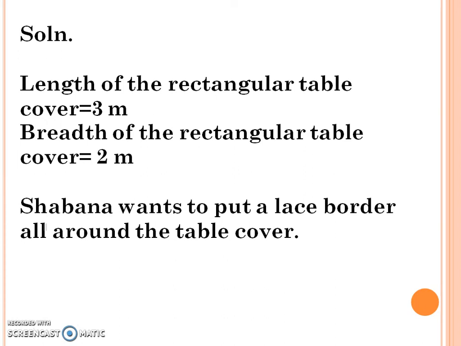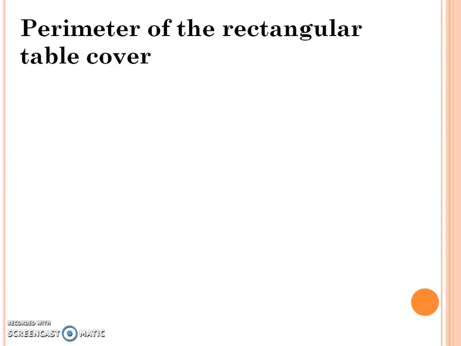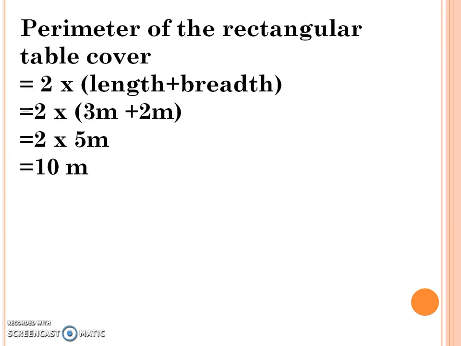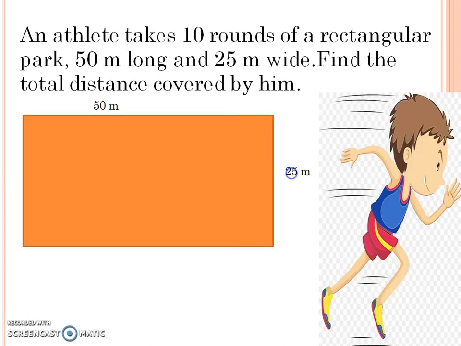So Shabana wants to put a lace border all around the table cover. Therefore, the length of the lace required will be equal to the perimeter of the rectangular table cover. Okay, perimeter. So perimeter of the rectangular table cover will be, directly use the formula 2 into length plus breadth. So you get 2 into 3 meter plus 2 meter. So 2 into 5 meter. So you get final answer as 10 meter. Okay, so the length of the lace required is 10 meter.